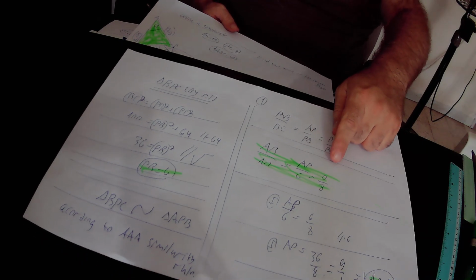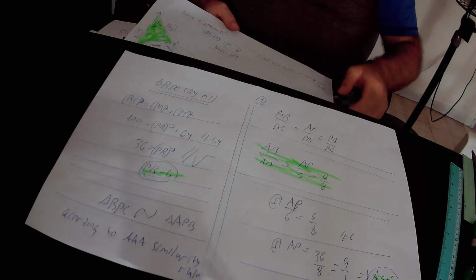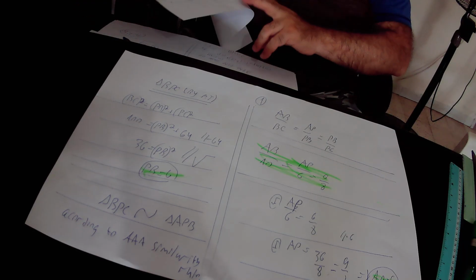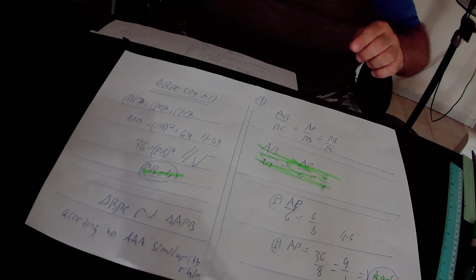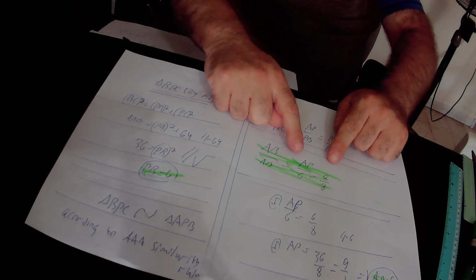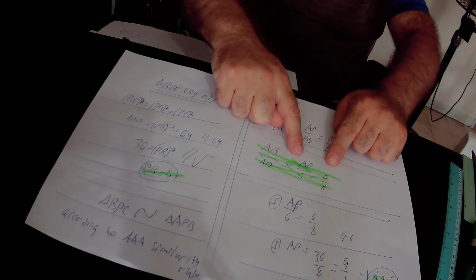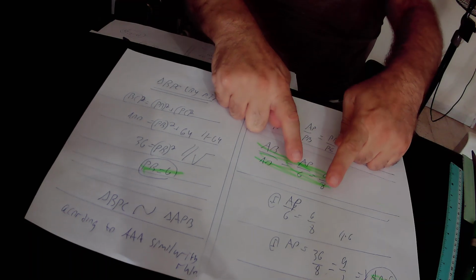6/8. So actually, those two expressions are equal to each other, therefore we get equation 1 from those two expressions. According to equation 1, we get that AP over 6 equals 6/8.